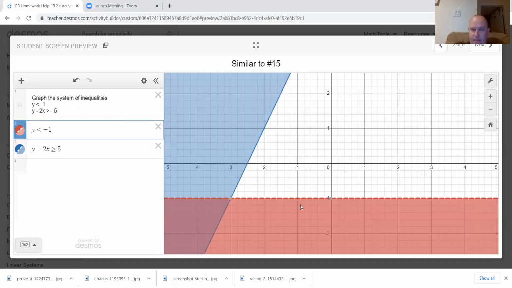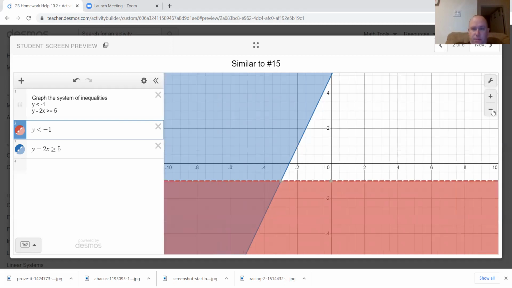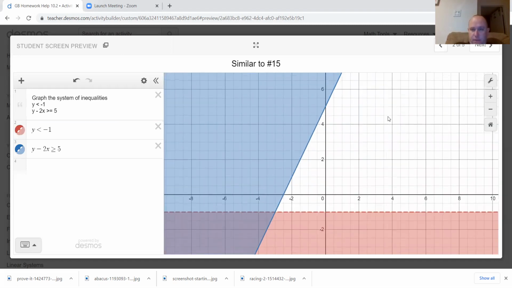So you'd click like here, and then it will draw the line for you. And then you can toggle whether you want it solid or dotted. And then you can click on the region whether you wanted it shaded or not. Now I'm going to zoom back out again because there's actually a few other things.